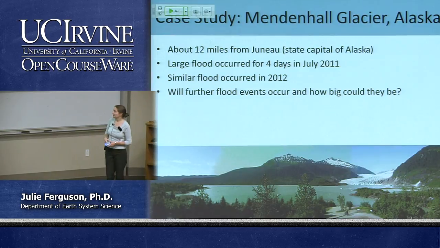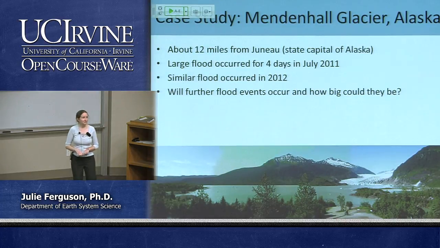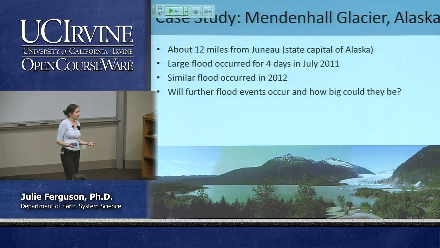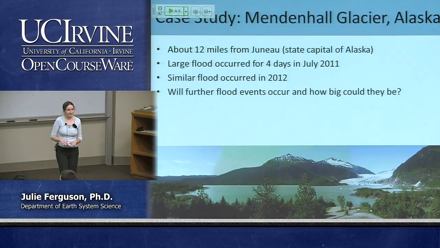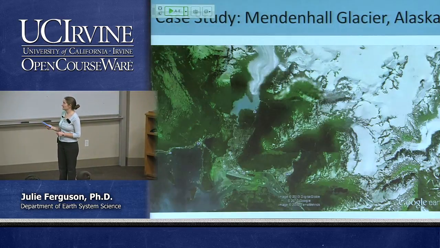And so this glacier is about 12 miles from Juneau. And we had a really big flood that occurred from this in July of 2011. And we also had a similar flood that occurred in 2012. And so really what the residents would quite like to know is, should we expect further floods? And will they be about the same size? Or will they be significantly bigger? And so scientists have been off and investigated this one.